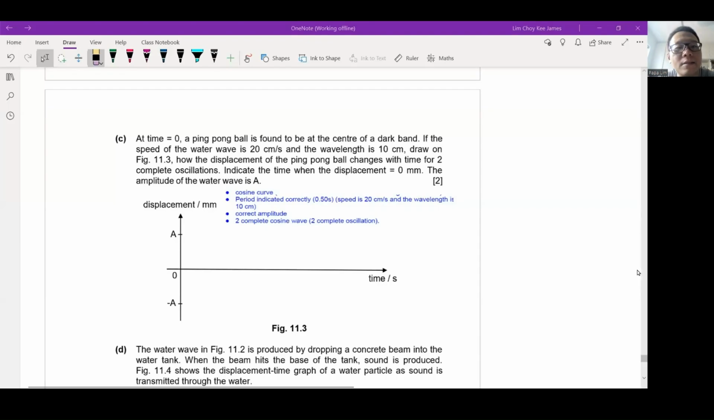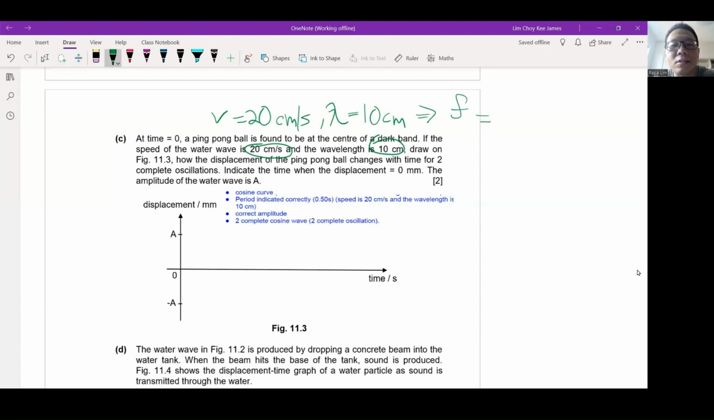Now for part C here, it's one interesting question. The question mentioned the speed of the wave is 20 meters per second. Then it mentioned the wavelength is 10 cm, which is your lambda. With these two pieces of information, we can calculate the frequency of the wave, which is 2 Hertz, or the period, which is actually 0.5 seconds. So this is one piece of information that is hidden in the question.